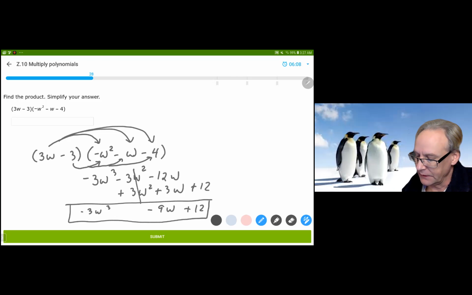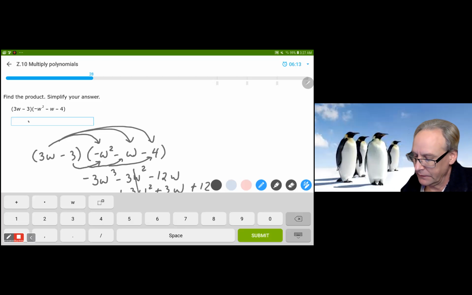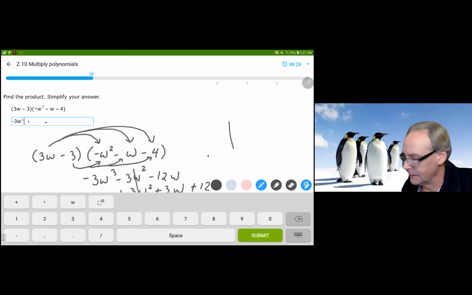So let me make that negative just a little bigger. There we go. So I have a negative 3w cubed. And I have a, darn it, I can't see it anymore. I know what it is, but I still want to, darn it. I have a minus 9w.